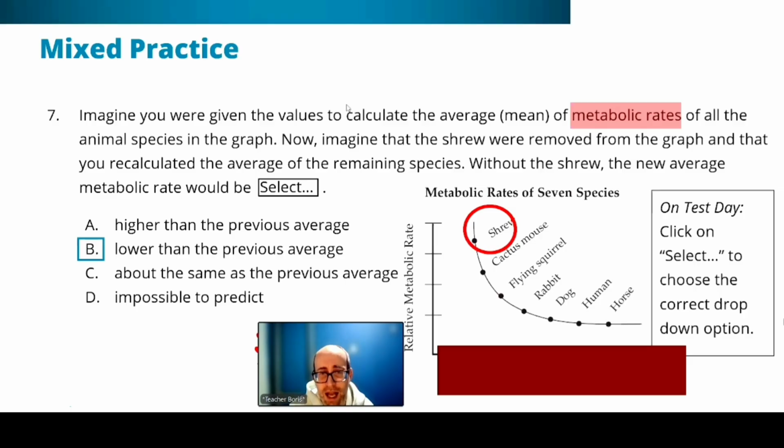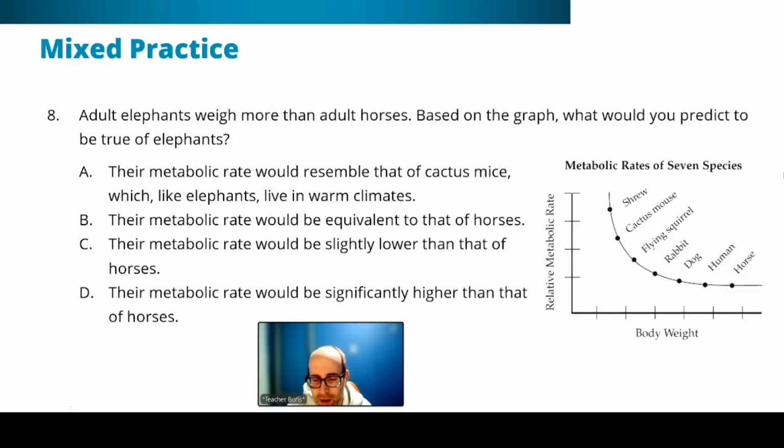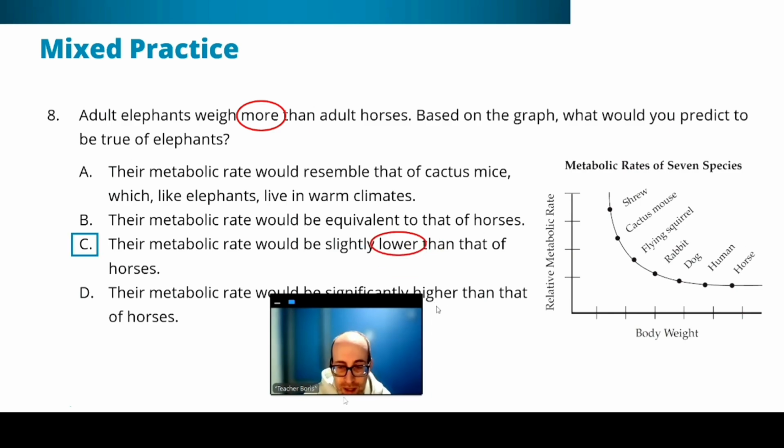All right, here we had an extrapolation question. Give this one a shot and let me know what you think. The relationship here we said was as weight increases, metabolic rate decreases. We had a decreasing or an indirect relationship. So if adult elephants weigh more than horses, their metabolic rate should be less than that of horses. That's an indirect relationship. If the word more happens here with one variable, the word lower should happen with the other variable. And that's why the answer is C for champions.